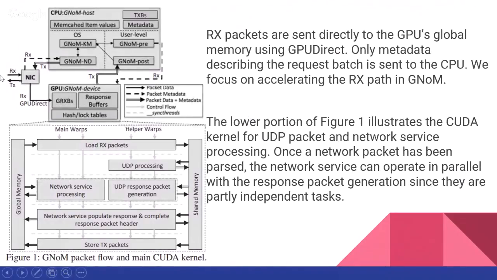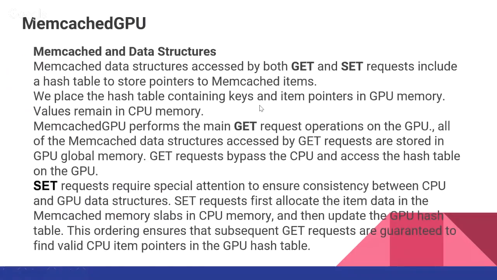So now we can see the graph of the GNoM software architecture, and in the first part of this graph we can see that the RX packet actually goes directly to the GPU memory using GPUDirect. Using this method, we can reduce the RTT latency, and only the metadata will go to the CPU. And the lower portion of this graph illustrates the CUDA kernel for UDP packet and network service processing.